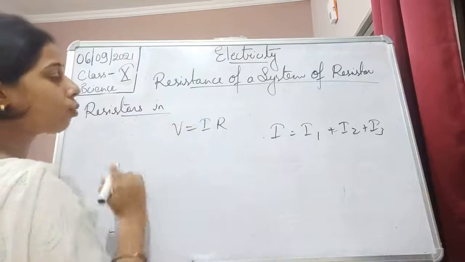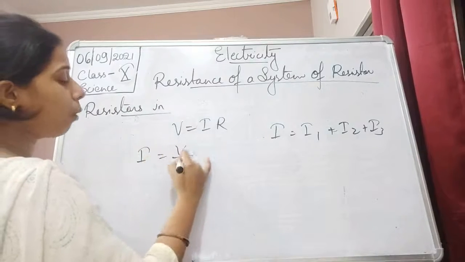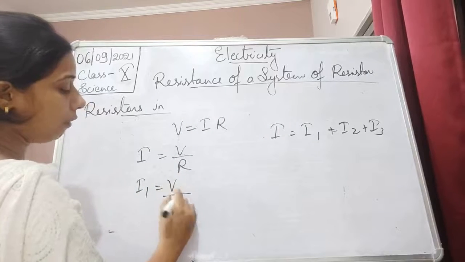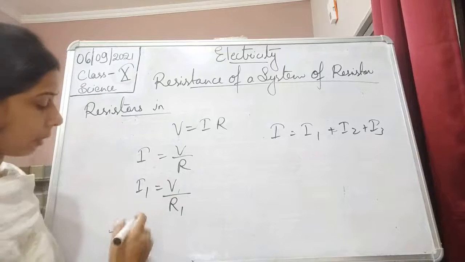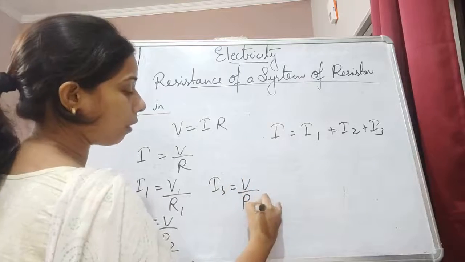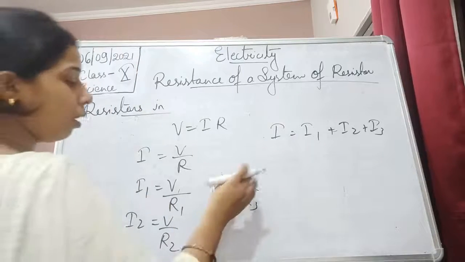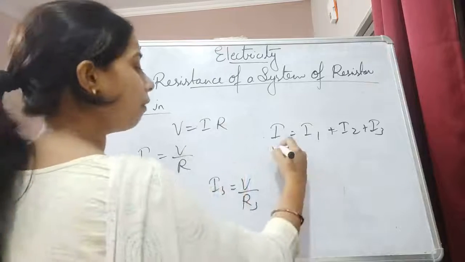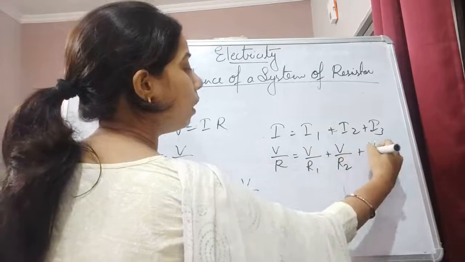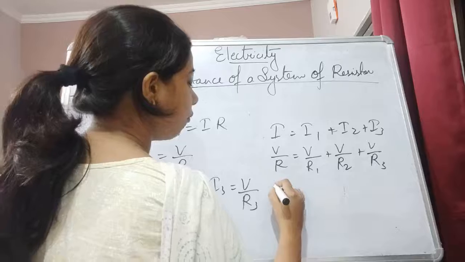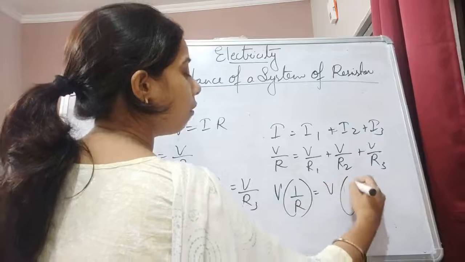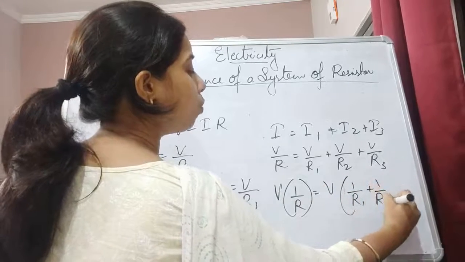Now we know that V is equal to IR, or I is equal to V upon R. So I1 is equal to V upon R1, because the voltage will remain the same. I2 is equal to V upon R2, and I3 is equal to V upon R3. Now putting these values here, it will become V upon R is equal to V upon R1 plus V upon R2 plus V upon R3. We can write it as V times 1 by R is equal to V times (1 by R1 plus 1 by R2 plus 1 by R3).